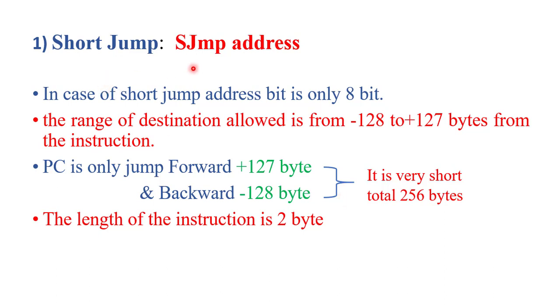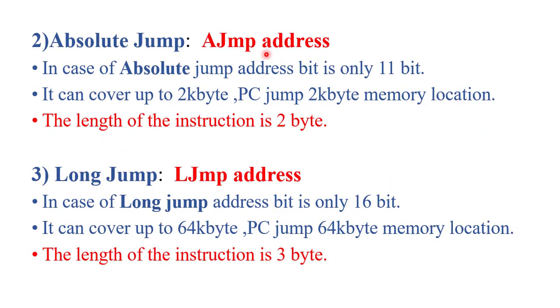Now, in case of short jump, the length of the instruction is 2 bytes: 1 byte for the opcode and 1 byte for the address. The total length of the instruction is 2 bytes. Now second is absolute jump, and this is the syntax of absolute jump: AJMP address. As I have already told, this address is also known as label.